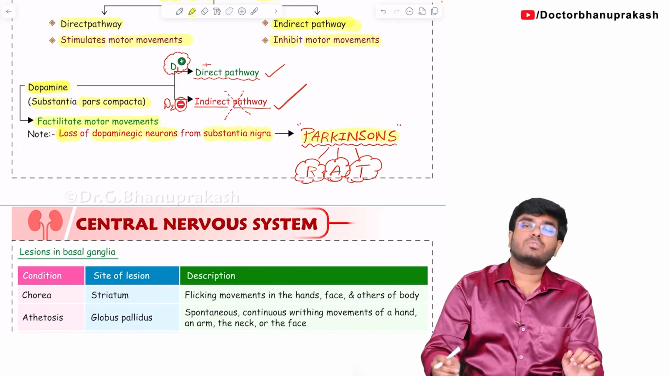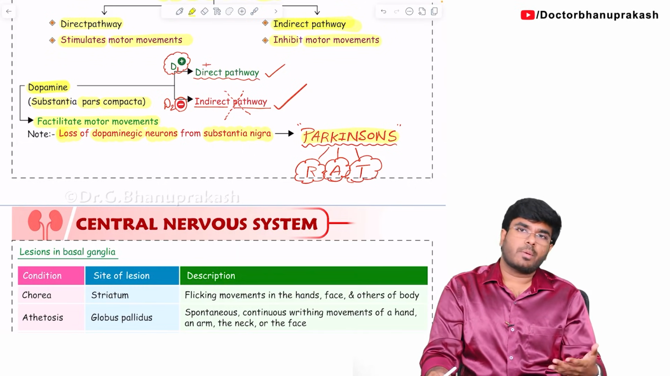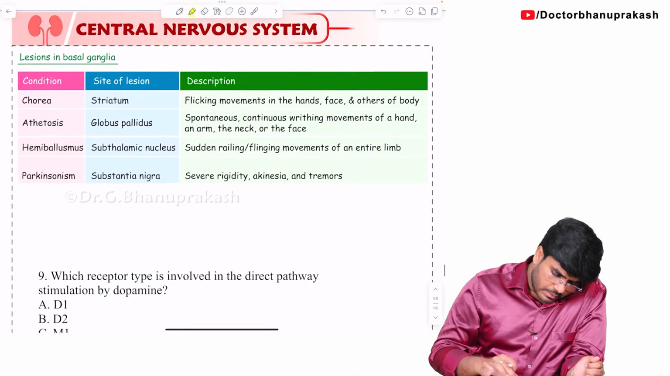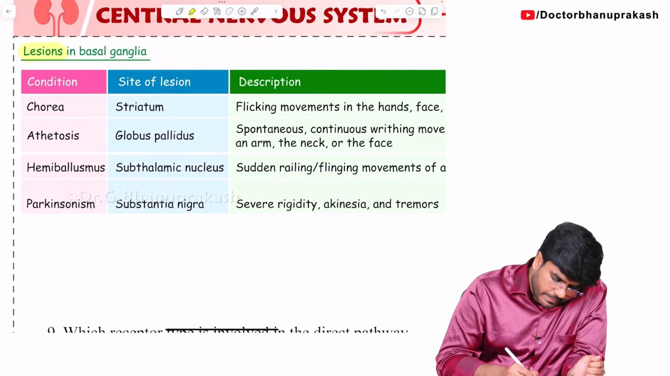The loss of dopamine is going to cause which disease? Parkinson's. Parkinson's is a problem with the basal ganglia. Now look carefully here, lesions in the basal ganglia.